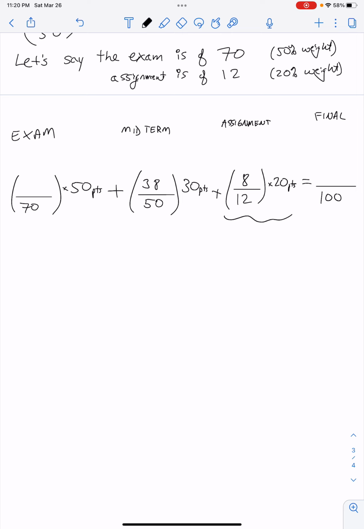Well, how many points do we get here? I mean, you can just run this calculation, but let's do it step by step to be clear. Well, you got 13 1/3 of the possible points here and here. Put in the calculator. 38 divided by 50. 76% times your possible 30 points, 22.8.